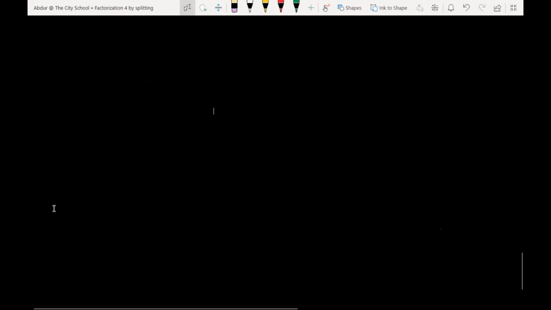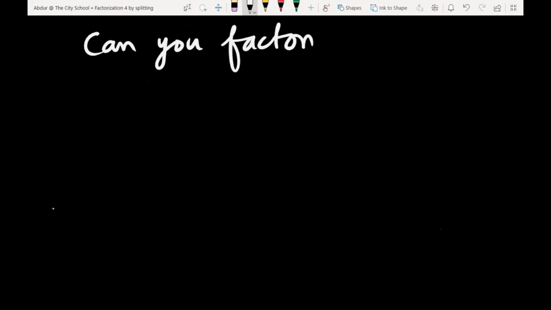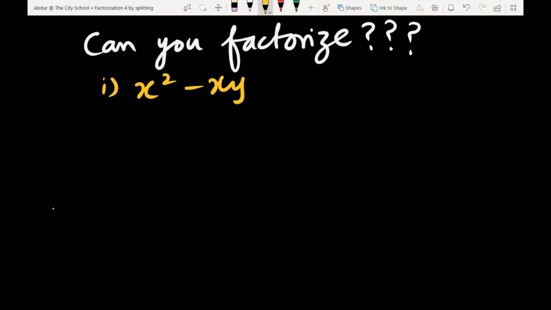Can you factorize the given polynomial by breaking the middle term? Like number one, x square minus xy minus 2y square, with two variables. These are polynomials with two variables here.